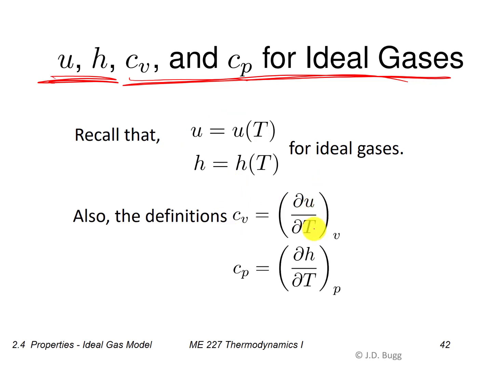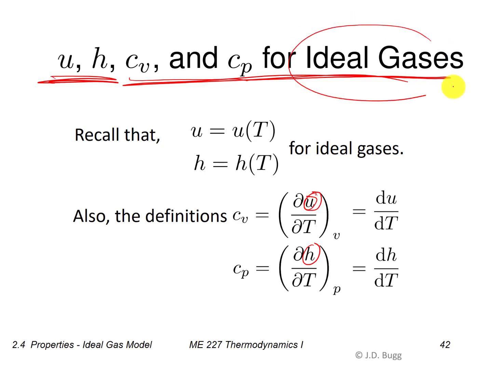Partial U partial T is CV, partial H partial T is Cp. Well, if this U and this H are only functions of temperature, then we can say this is actually just du dt. Remember what a partial derivative is? That's indicating that you're differentiating this quantity with respect to just one of the variables that it depends on. So in general, this u would be a function of more than one variable. And of course, in general, it's a function of two variables.